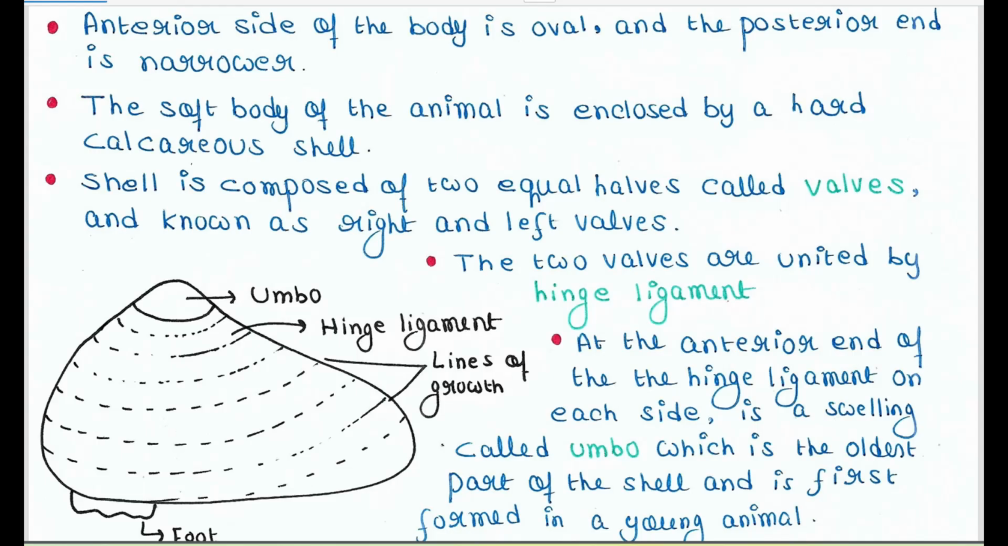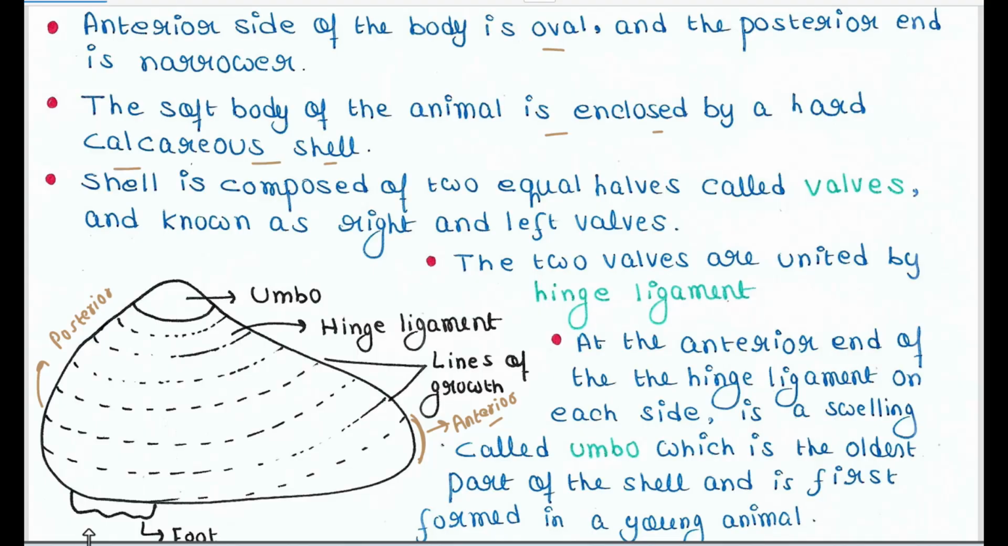Now the anterior side of the body is oval. So this is the anterior end, and this is oval, and the posterior end is narrower. This is the posterior end, that is narrower. Now the soft body of the animal is enclosed by a hard calcareous shell.